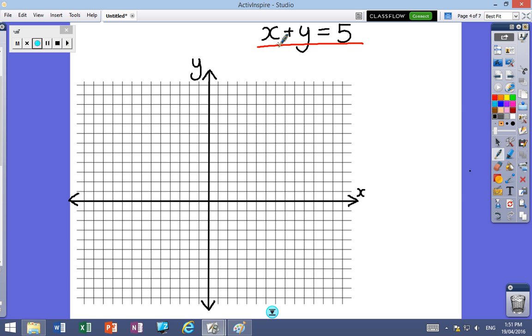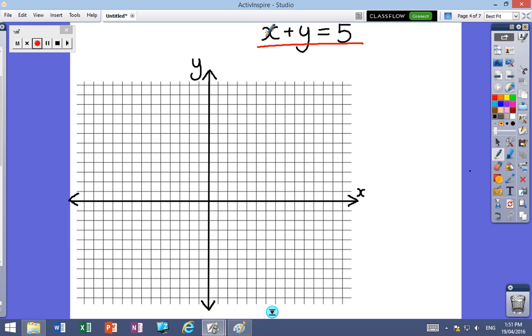What we're going to do is use substitution to make some of the infinite number of points that make up this linear relationship. So substitution is really just the act of taking a letter out and replacing it with a number.